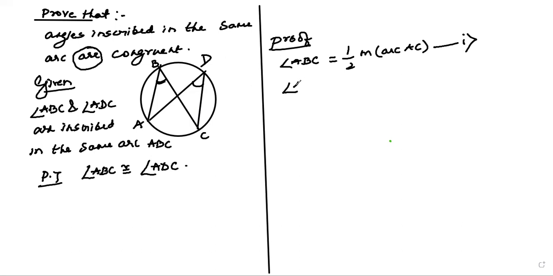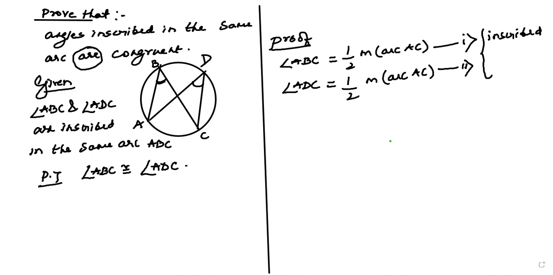And look at angle ADC, children. What is angle ADC equal to? Half the measure of arc AC. Again, ADC is an inscribed angle, children, intercepting arc AC. ADC is also half arc AC. Statement number 2. The reason for both of them: inscribed angle theorem.